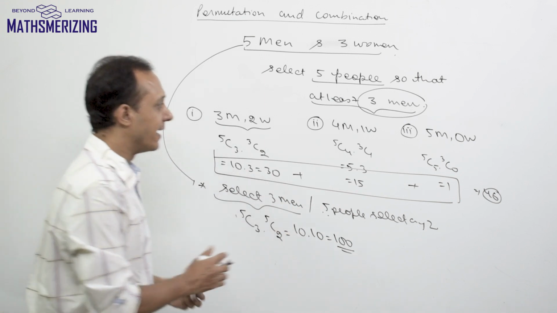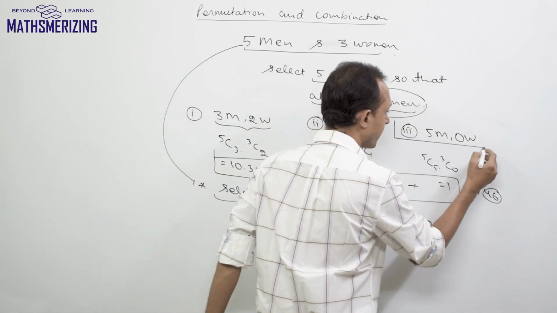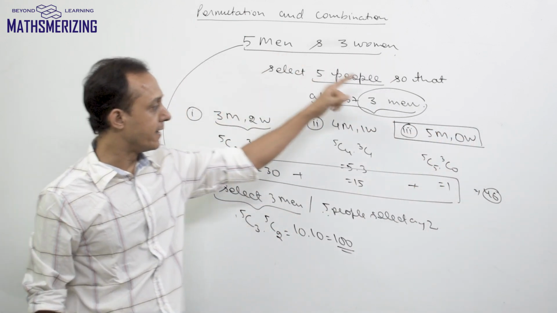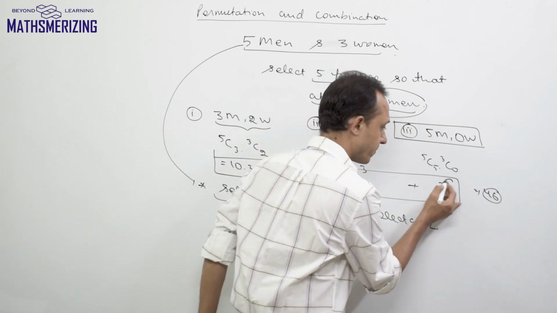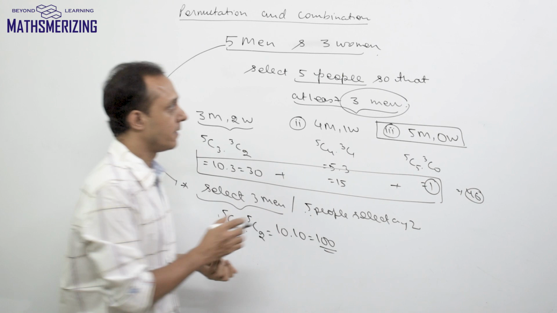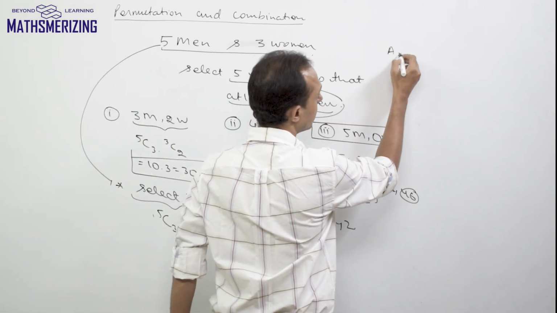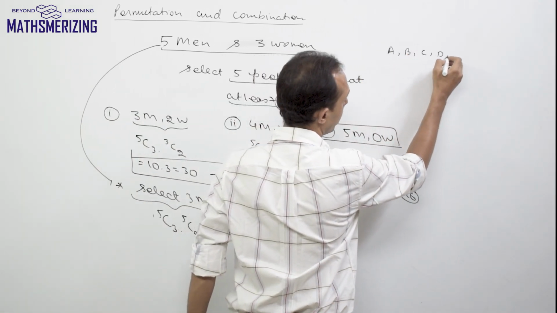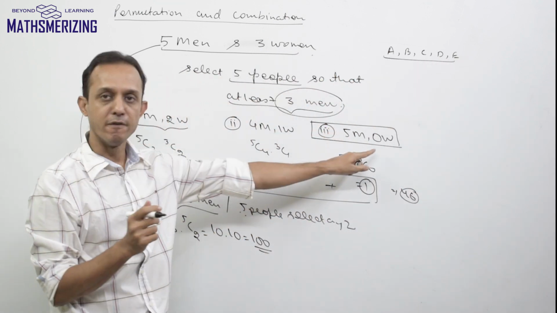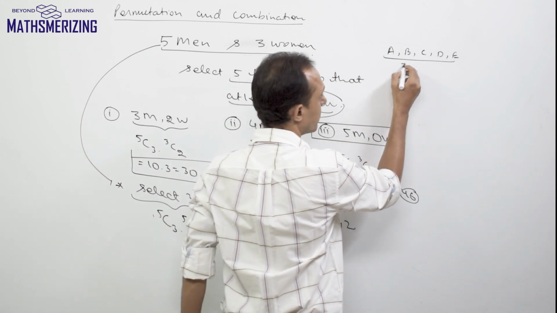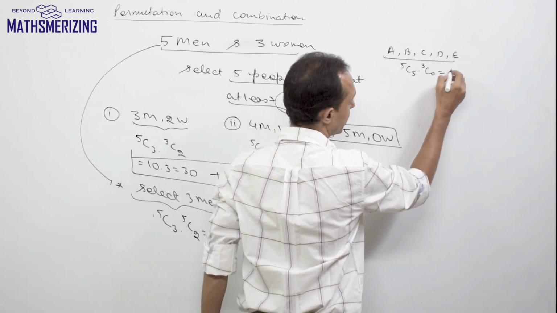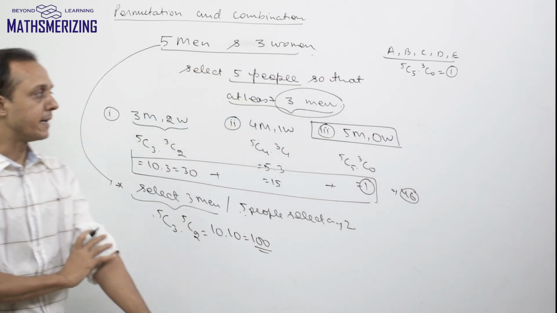Now what I'll do is, I'll take the simple case when I'm selecting 5 men and 0 women, and it shows there is only one case, right? So if there are 5 people, A, B, C, D and E, all of them men, and if I have to select 5 men and 0 women, then it is 5C5 into 3C0, which is only one case.